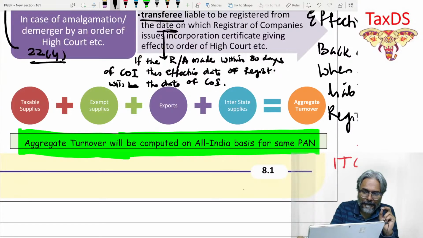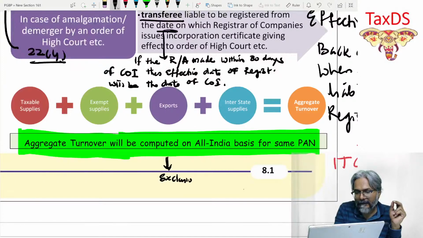Fine students, I hope that all of you are clear with this one. Now, in this particular context, students, if you see very carefully, there are two things which you should always keep in mind: the exclusions in the aggregate turnover concept.